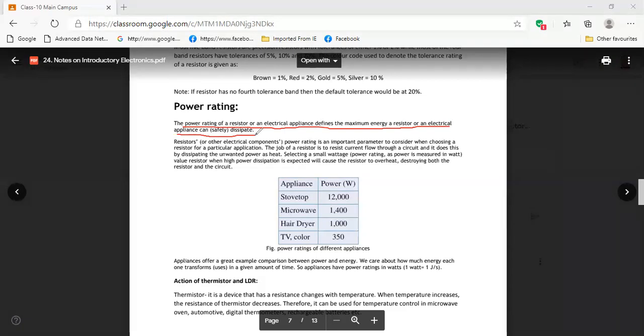Assalamu alaikum. Walaikum salam. Shafi, thank you for joining. Though it's late, thank you for joining, and please write. Yes sir, I am turning on the computer. Write here power rating and write this definition of power rating.